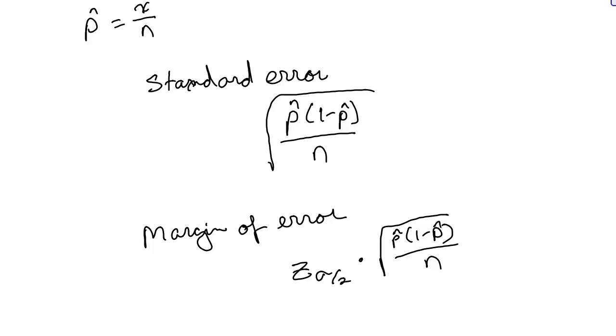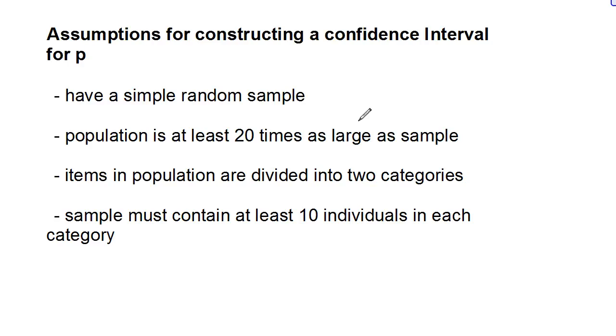There are some assumptions that we make regarding the confidence interval for P. We have a simple random sample, meaning it's not specifically chosen, it's just a random sample. The population is at least 20 times as large as the sample, meaning we want it to be large enough so that we can assume that it is normally distributed. If it's not normally distributed, then we cannot use the z-score.